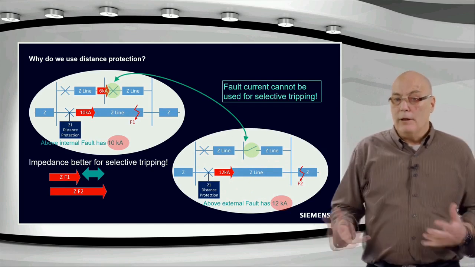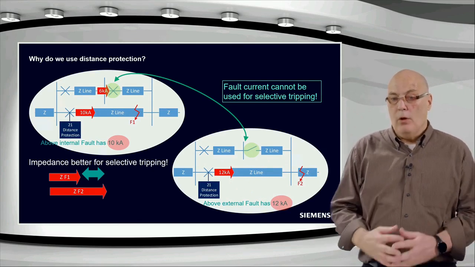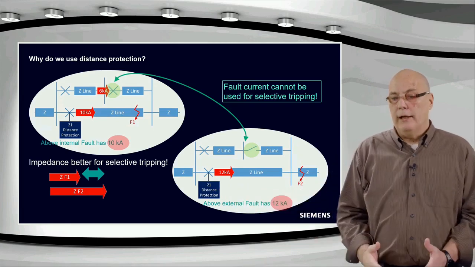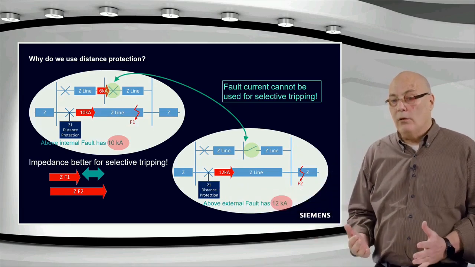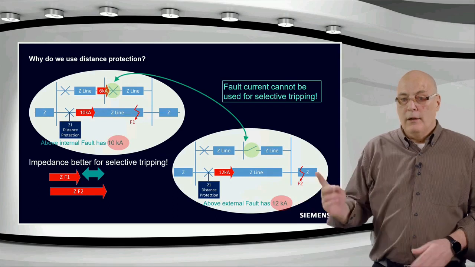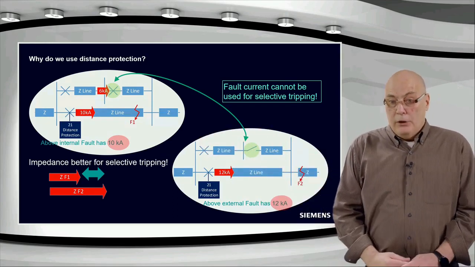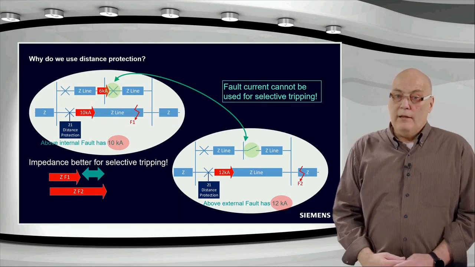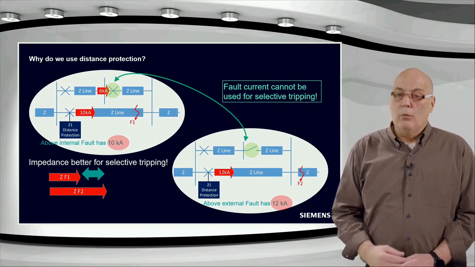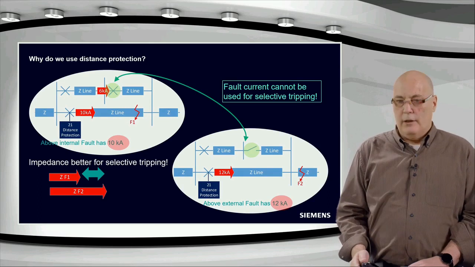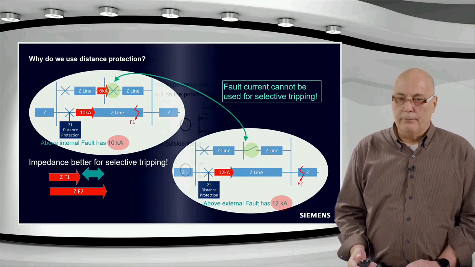So if this distance relay, the 21, were an overcurrent relay, it would not work correctly, because it sees 12 kiloamps on the external fault and only 10 kiloamps on the internal fault. Overcurrent protection will not achieve selectivity here. A distance protection will achieve that, and we'll try to show that in a couple of diagrams now.